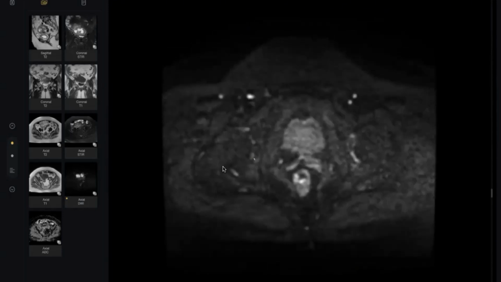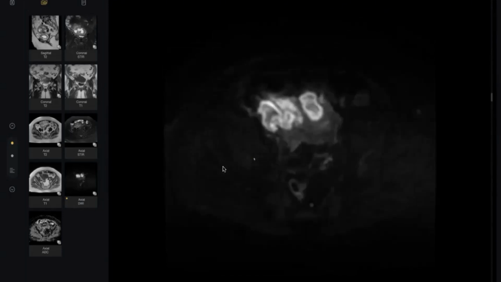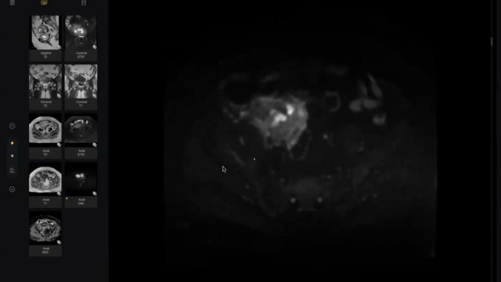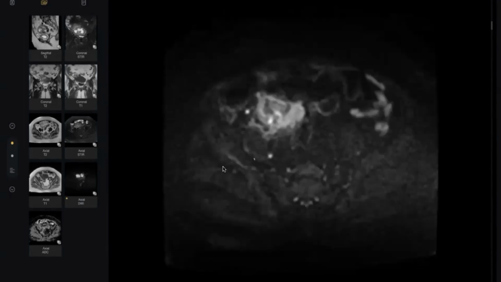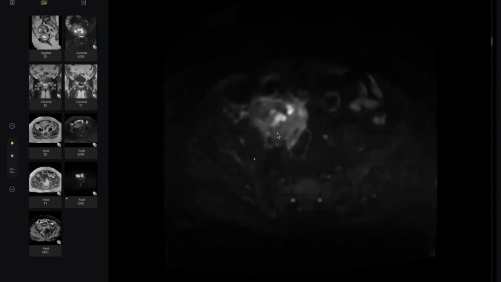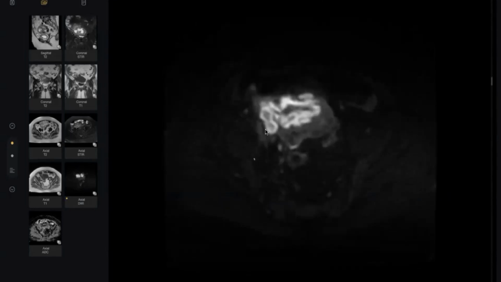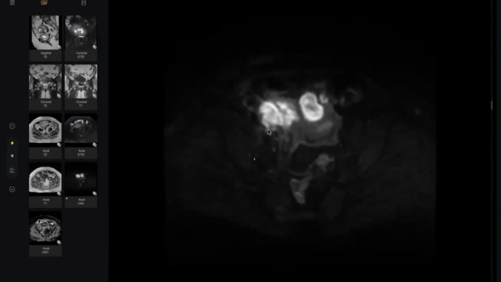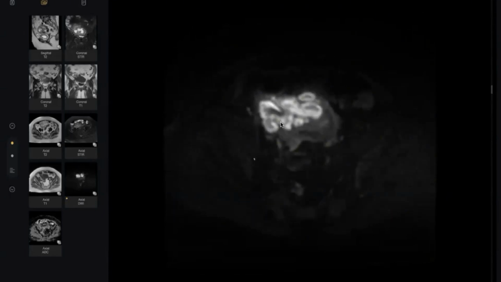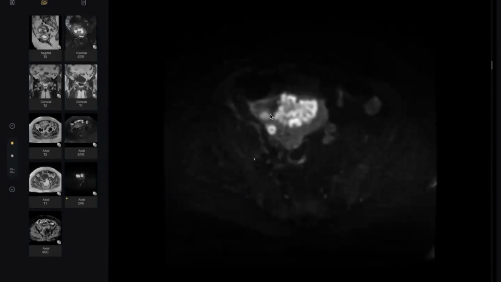There is restricted diffusion of this collection. These are DW weighted images. There is restricted diffusion of this collection and it extends to the cecum. And a tubular structure, yes, I think this is the appendix. See this one, the tubular structure is also seen. It has a defect here, I think.